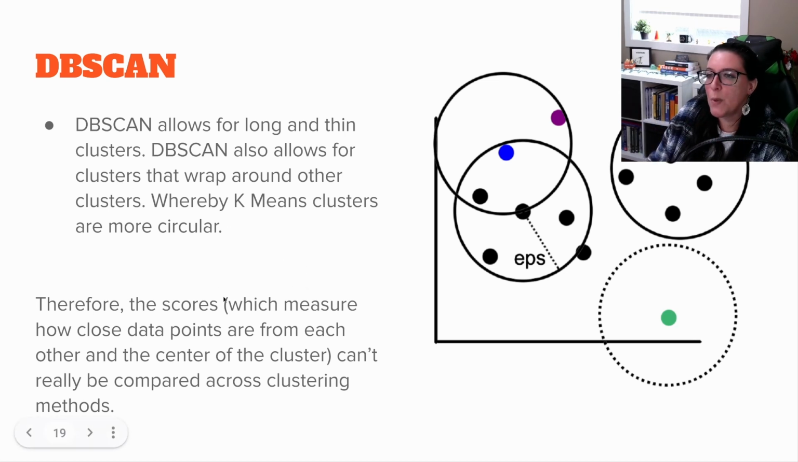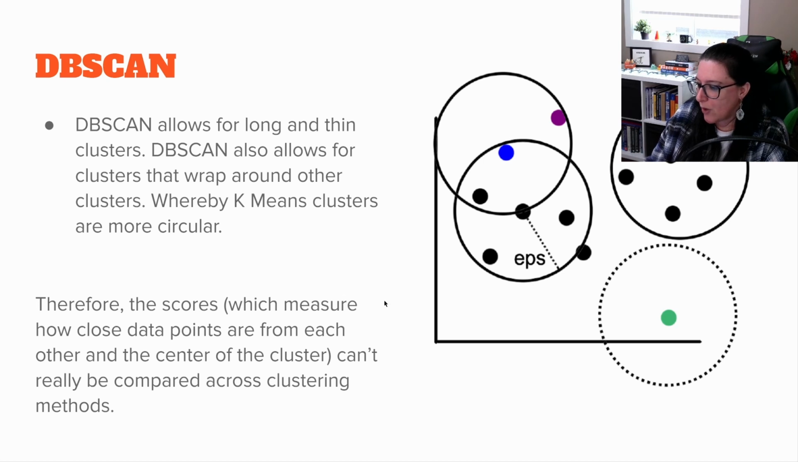Now, the scores that we were using before to assess the different models, again, we cannot use that to compare DBSCAN to k-means to hierarchical. We can only use that within a method. And those scores measure how close data points are from each other and how far those data points are from the center of the cluster. So those scoring methods we used before, we can't use them with DBSCAN at all, okay?